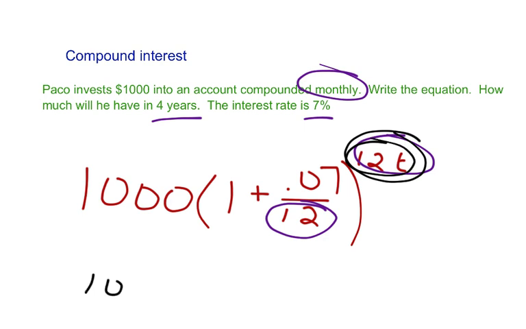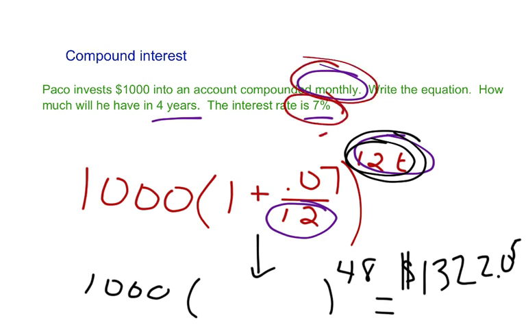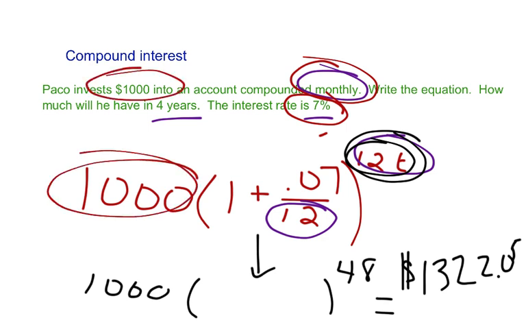So if you type it all into your calculator, it's going to be to the 48. Now the caret key is what you use for the calculator here, and the final answer then would be $1,322.05 in this one. So compound interest, this is just a situation. The big thing is that you need to be able to use the monthly, etc. The interest rate's a decimal. The initial amount is the number in front of the parenthesis. So those are the big things you need to be able to recognize.